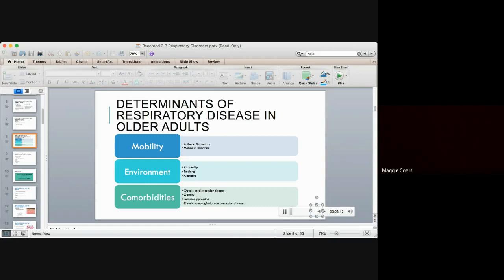There are lots of things that determine the likelihood of respiratory disease in the older adult. By far, the biggest one is smoking. Whether or not the older adult smokes, or how much they've smoked, their pack-years, makes a huge impact on how well their lungs are able to function. Other things like chronic exposure to allergens and poor air quality, being immunosuppressed, and being obese can also impact respiratory function.